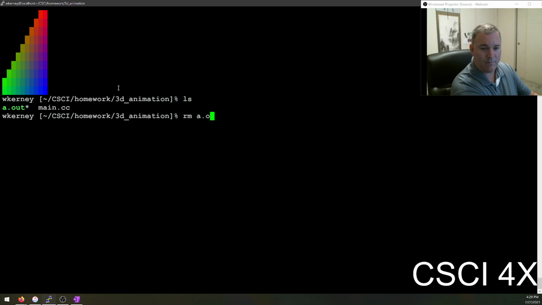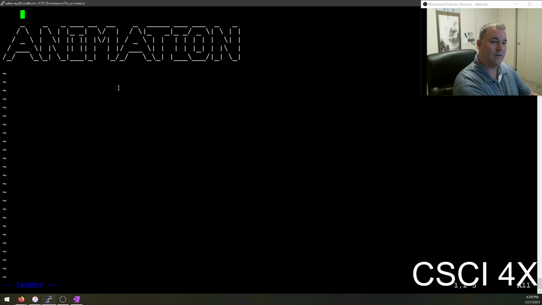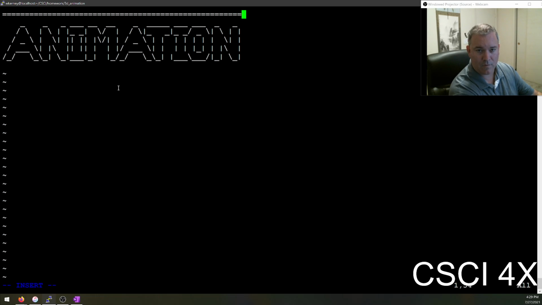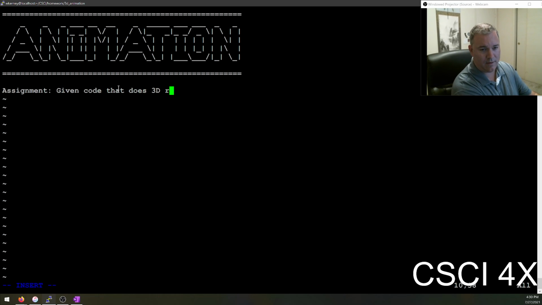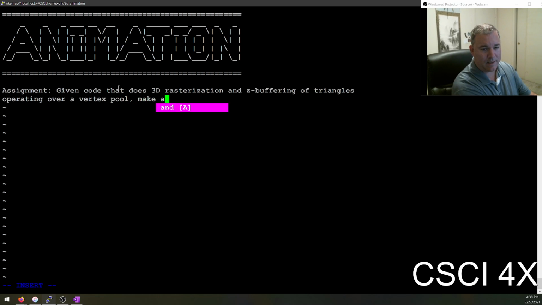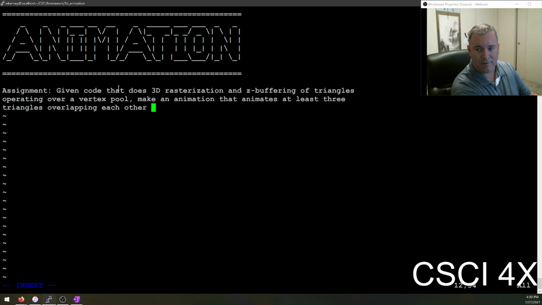Vim, let's do this. Figlet, animation, into readme. So, given assignment, given code that does 3D rasterization and Z buffering of triangles operating over a vertex pool, make an animation that animates at least 3 triangles overlapping each other.